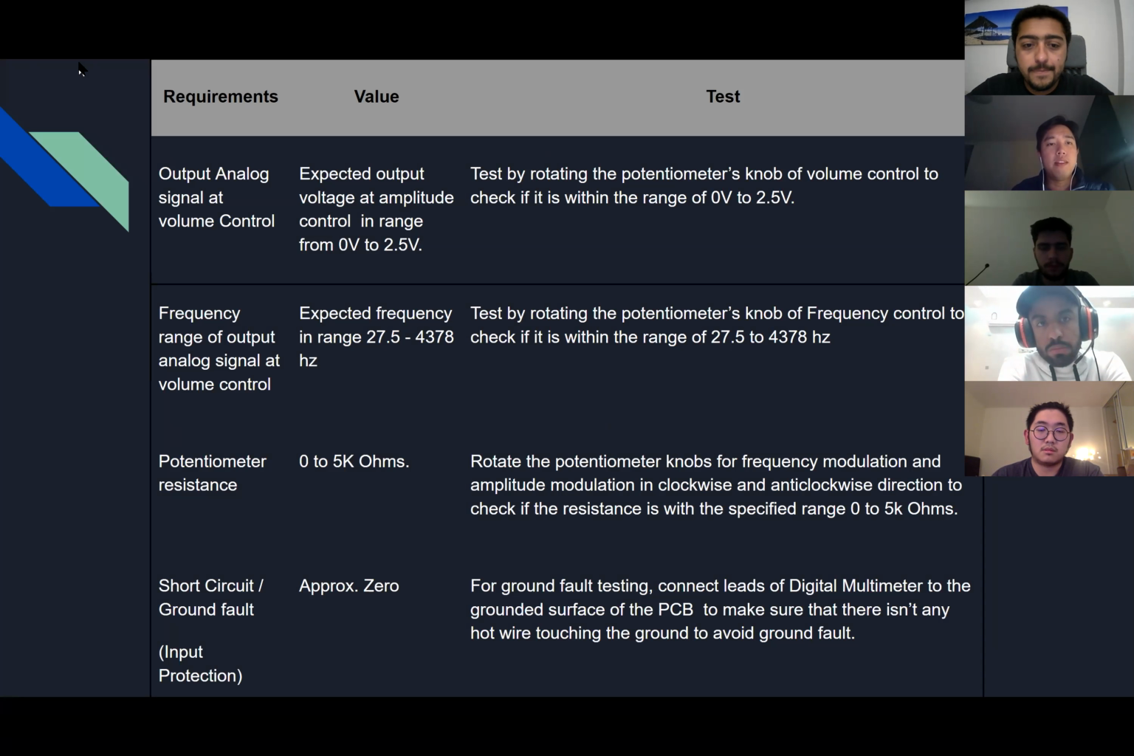Another requirement is the output analog signal at the volume control. We expect to have the output voltage at the amplitude control in the range from 0 to 2.5 volts. The frequency range of the output analog signal at the volume control, we expect to have 27.5 to 4,378 Hz. The potentiometer resistance starts from 0 to 5 k ohm. And the short circuit ground fault protection is also needed. We need to make sure that there is not any hot wire touching the ground to avoid the ground fault.